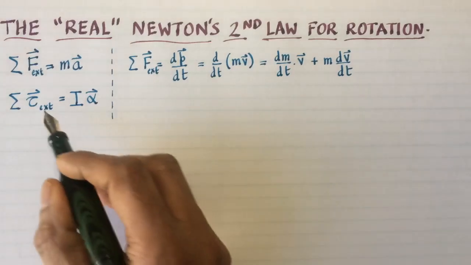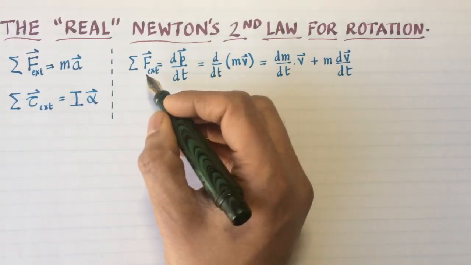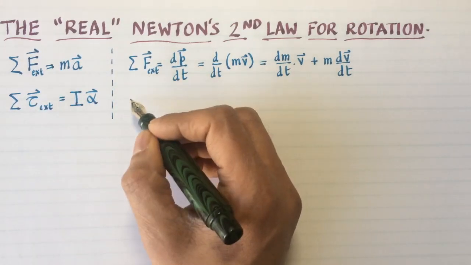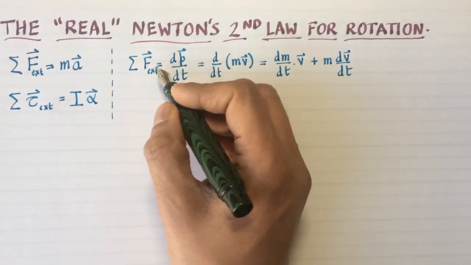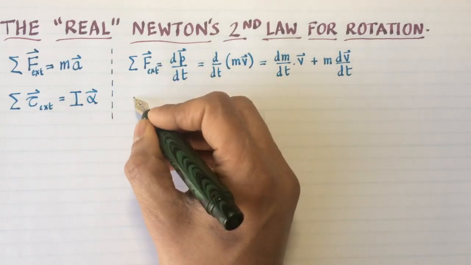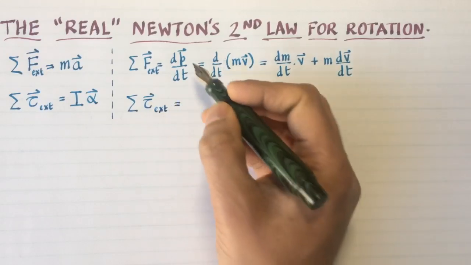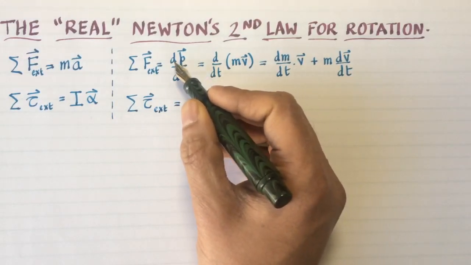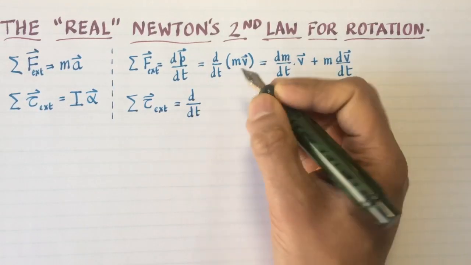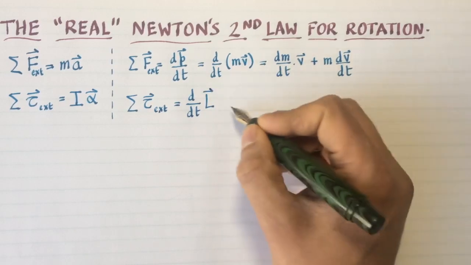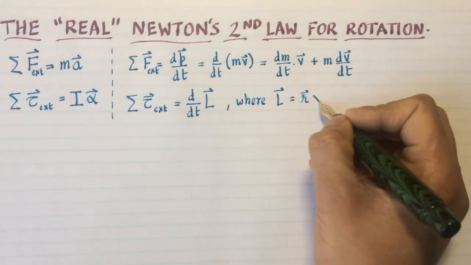To find a generalization of this, we realized that torque is just r cross F. So maybe we can take the cross product with this thing. So let's do that. Let's take r cross F. Well, if I take r cross F, I'm going to get the sum of all the torques here. And here, if I take r cross p, that's what's going to be the new momentum. So I'm going to call this d by dt of the angular momentum L, where L is now equal to r cross p.